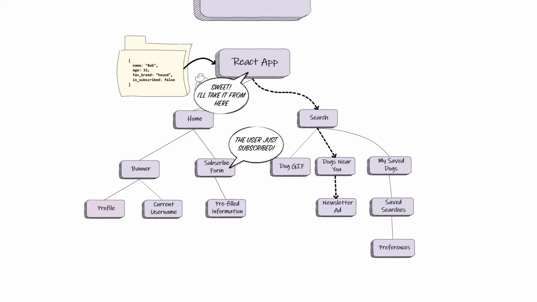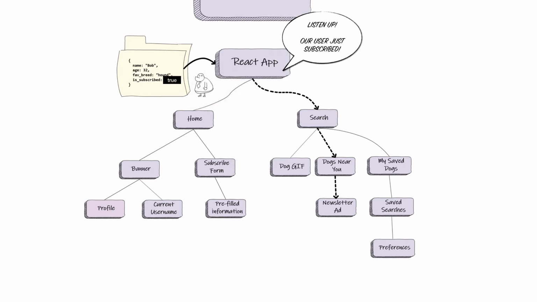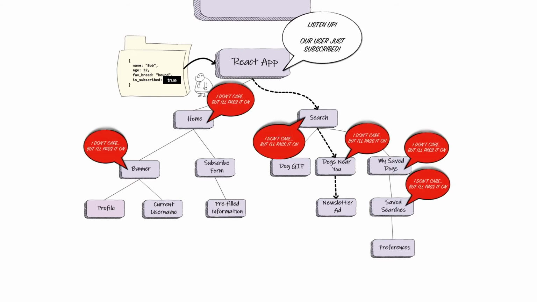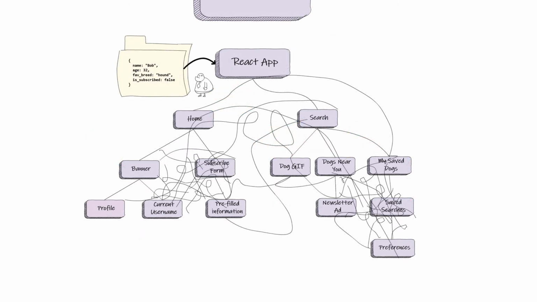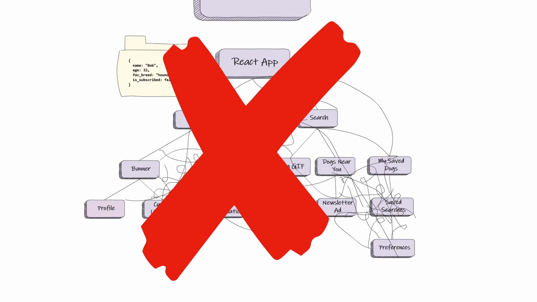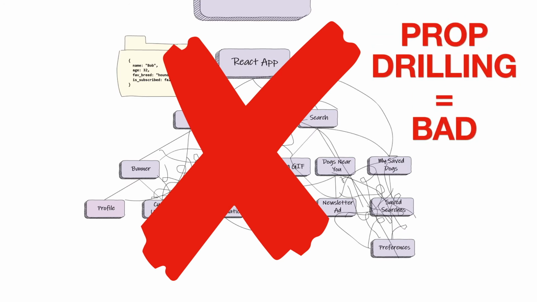Well, let me show you a downside of this. Let's say our user just subscribed. Okay, well, we're going to update the state, obviously, in the parent component. Then the parent component is going to tell all of its children, hey, we just subscribed. Look at how many children don't really care if we're subscribed or not, but they have to pass it on so that other children get access to the information. This is fine for small applications, but in a large application, you're going to end up with some weird spaghetti code. Don't do this. It's called prop drilling, and it's really bad.